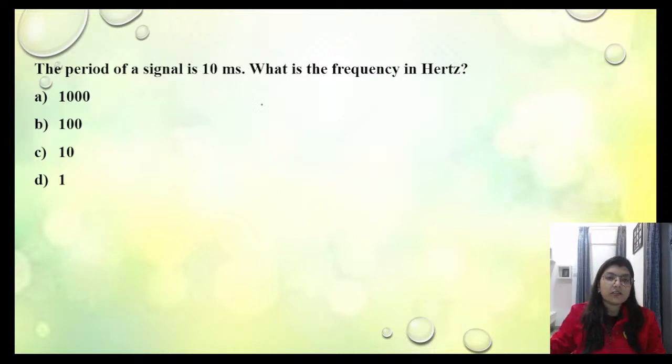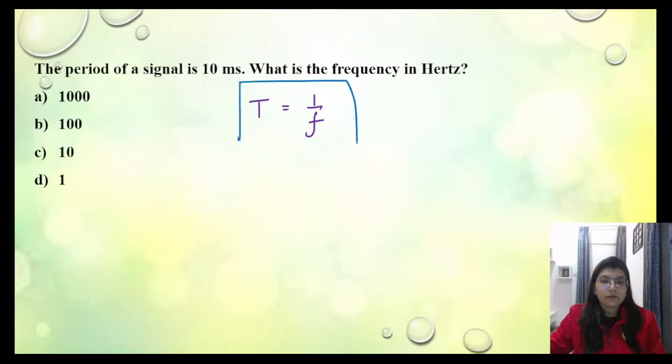So for this question, you should always remember this: time period is equal to 1 upon f, where f is your frequency. This is the formula that you all have to remember. What they're saying is the period of the signal is 10 milliseconds. That is, the time given to us is 10 milliseconds.